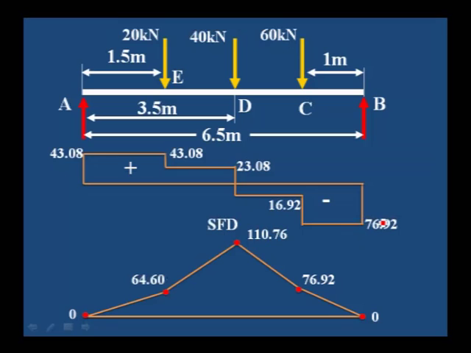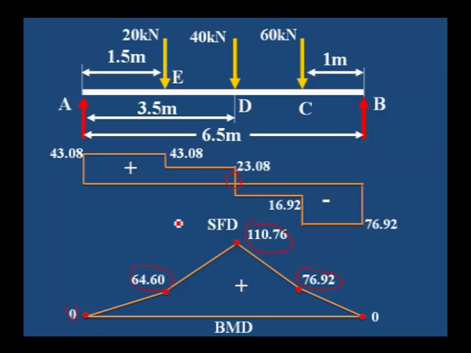Then join all the points. You can observe here the maximum bending moment is 110.76. Then the bending moment gradually reduces to 64.6 and 0. On the right side also it is 76.92. That means wherever the shear force changes its sign, that place we will get the maximum bending moment. This is the bending moment diagram.